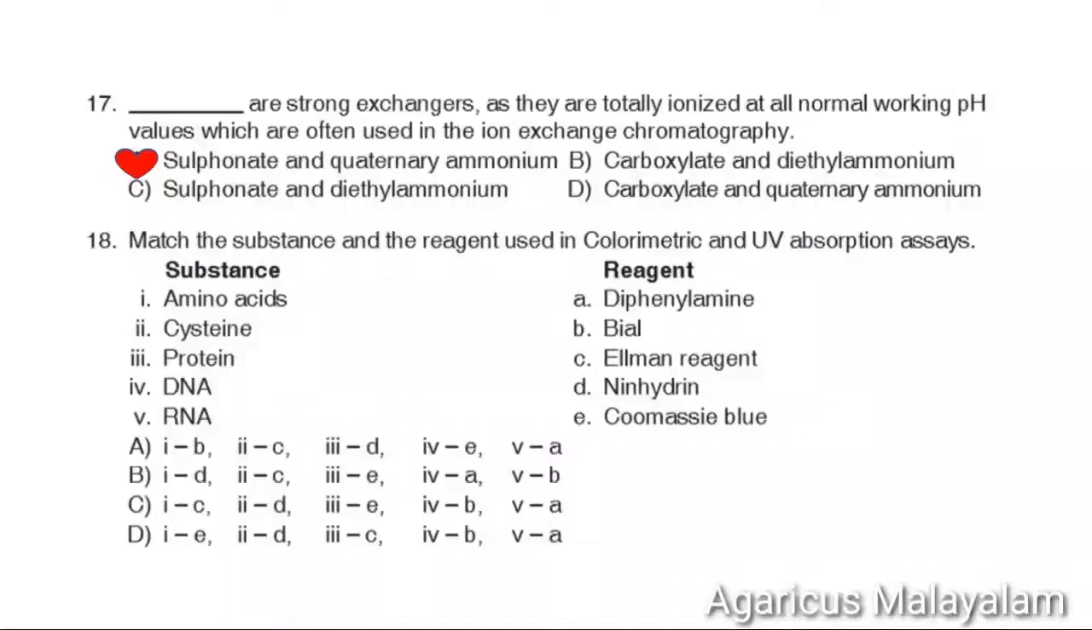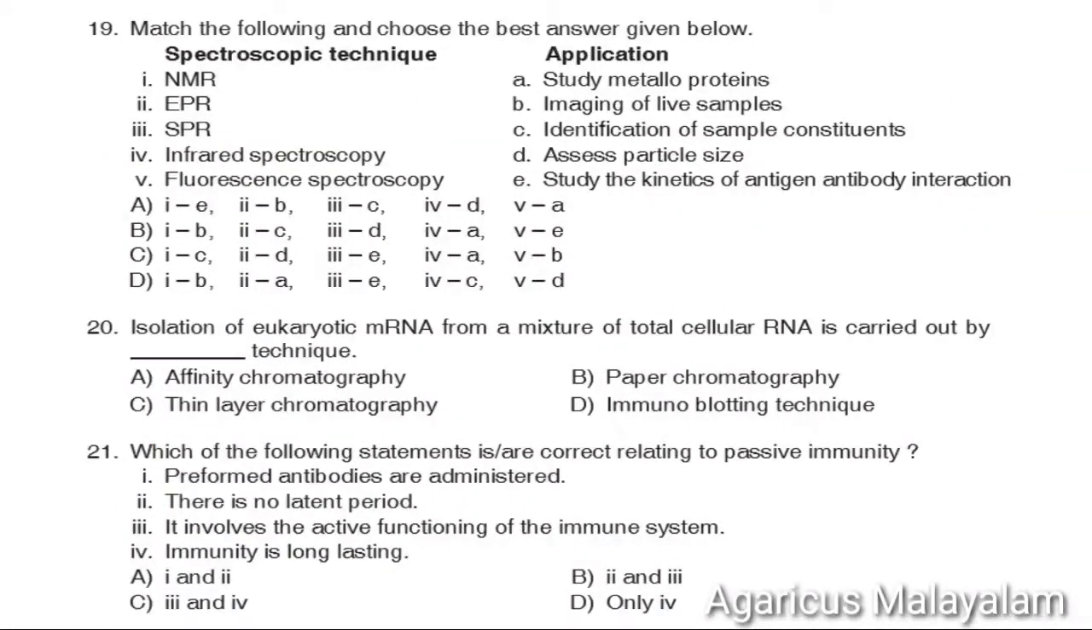Sulfonate and quaternary ammonium. 18th question, match the following ആണ്. Correct answer option B. 19th question, match the following. Correct answer is option D. 20th question, isolation of eukaryotic mRNA from a mixture of total cellular RNA is carried out by dash technique. Correct answer is affinity chromatography.